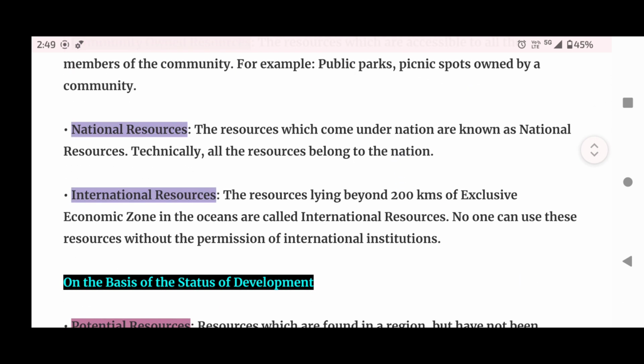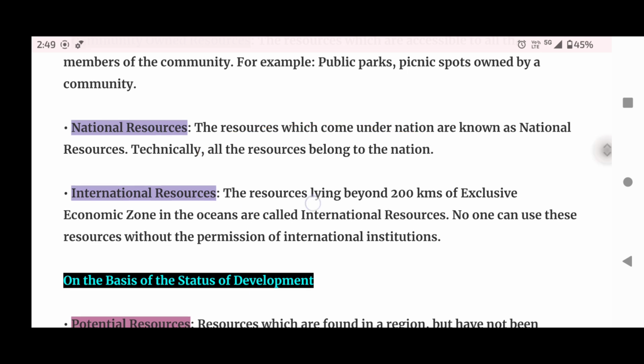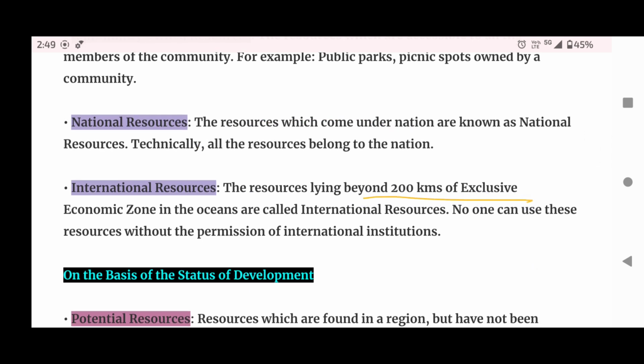National resources are resources which come under the nation. Technically, all the resources belong to the nation. International resources: the resources lying beyond 200 kilometers of the exclusive economic zone in the oceans are called international resources. No one can use these resources without the permission of international institutions.